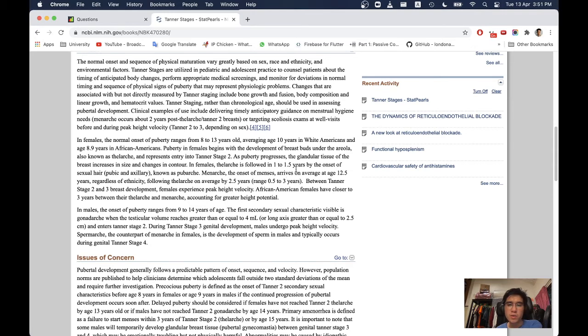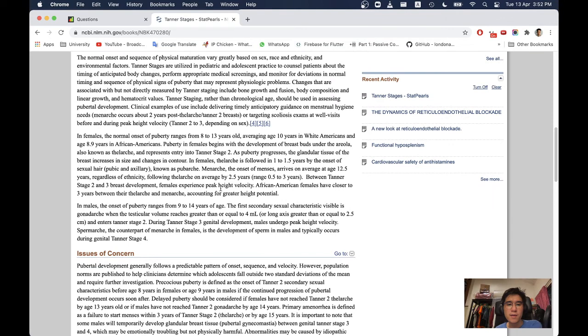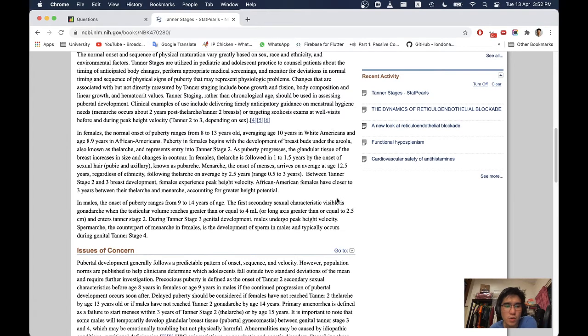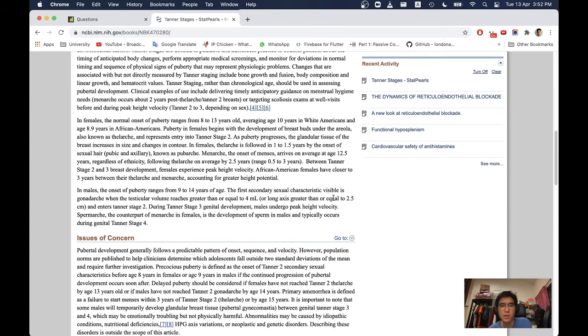As puberty progresses, the glandular tissue of the breast increases in size and changes in contour. In females, thelarche is followed in 1 to 1.5 years by the onset of sexual hair, pubic and axillary, known as pubarche. Menarche, the onset of menses, arrives on average at age 12.5 years, regardless of ethnicity, following thelarche on average by 2.5 years, range 0.5 to 3 years. Between Tanner stages 2 and 3 of breast development, females experience peak height velocity. African American females have closer to 3 years between thelarche and menarche, accounting for greater height potential.